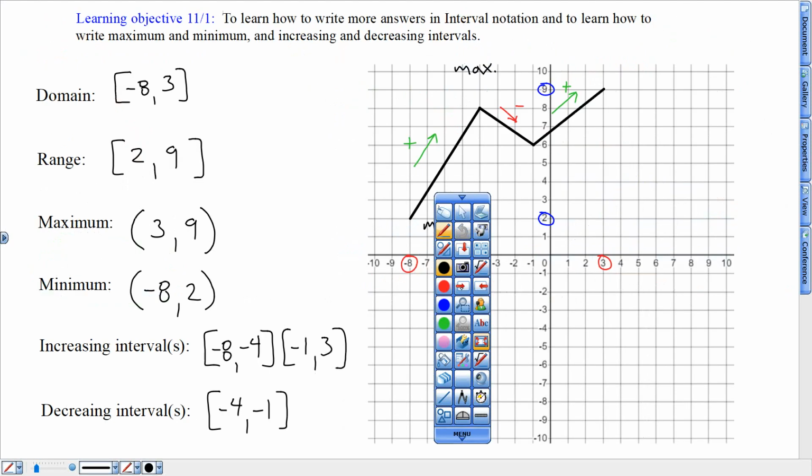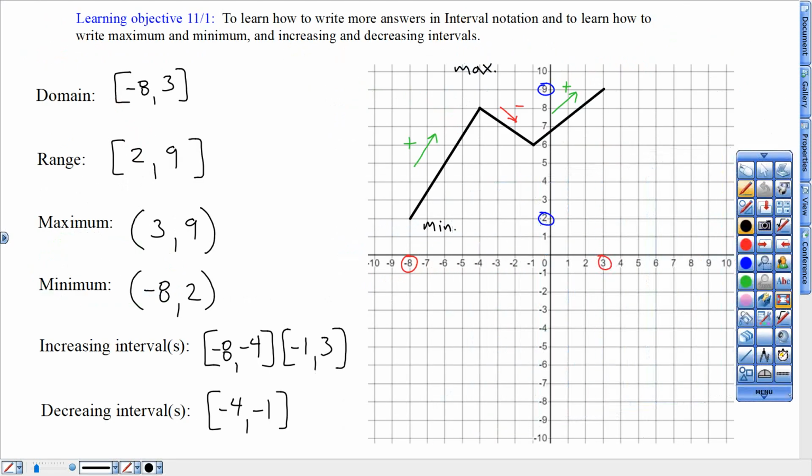For these, you need to know all the different parts, like domain measured from left to right, from this -8 to 3. You need to know that range is from bottom to top, from this 2 up to that 9. You need to know that the maximum is the highest point right here. That's the maximum written as a rounded coordinate, never using square brackets, only for domain and range.